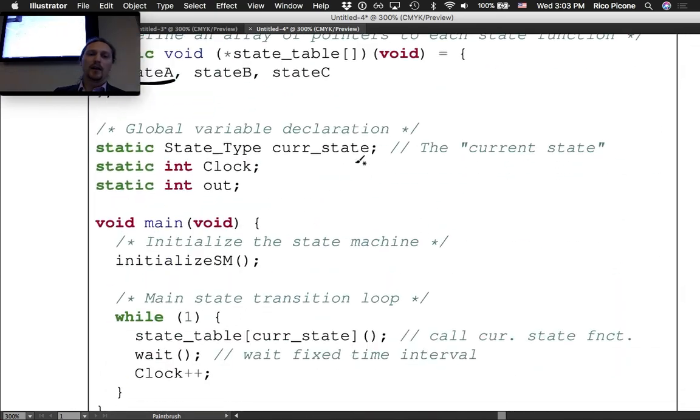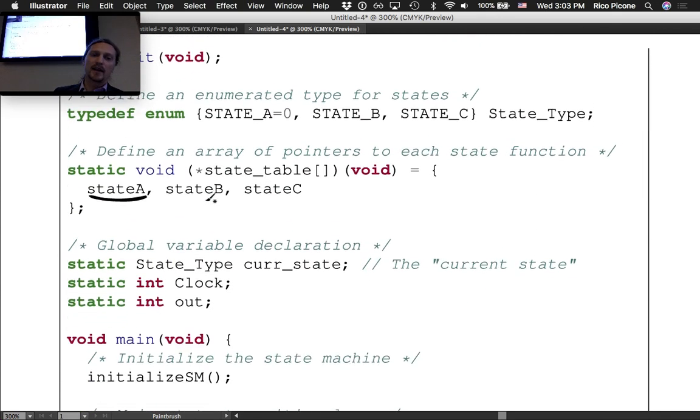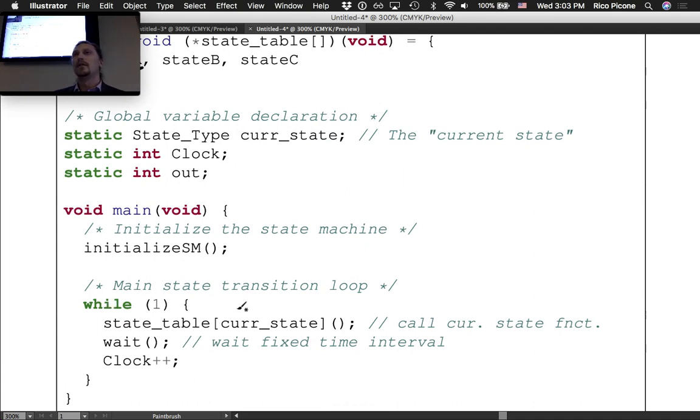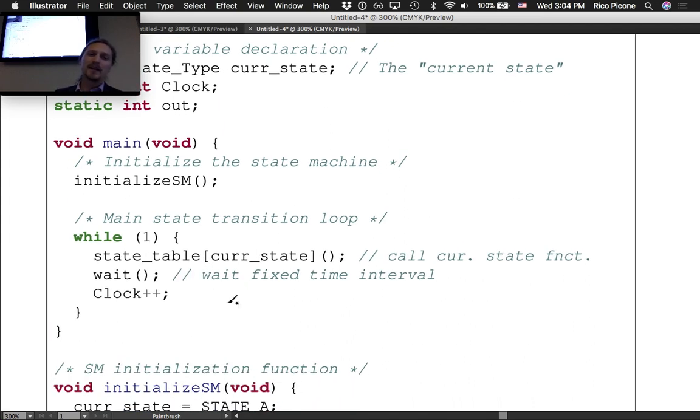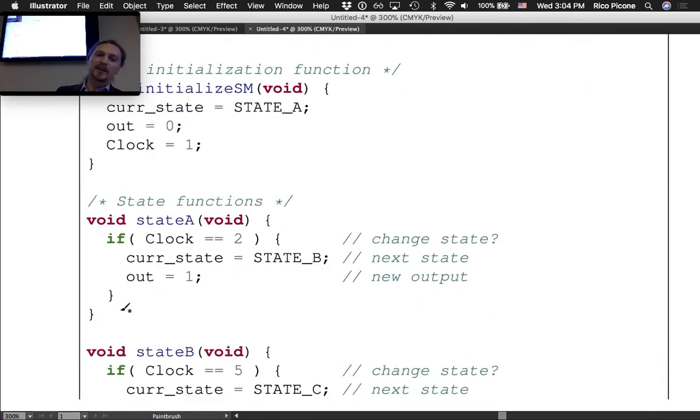So if I look at the state A function, so I initialize, and then we'll go back to the main. So while 1 means forever, right? Keep doing this. While 1 always evaluates to true. So state table of current state is called, which is to say, call the current state function. So current state was set and initialized to state A. So it's going to call the state A function. So we call state A function. Let's look at state A function. It is going to say if clock is equal to 2, we're going to do something. But otherwise, it's just going to return, right?